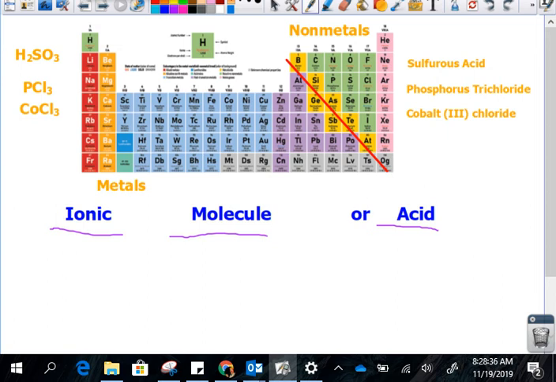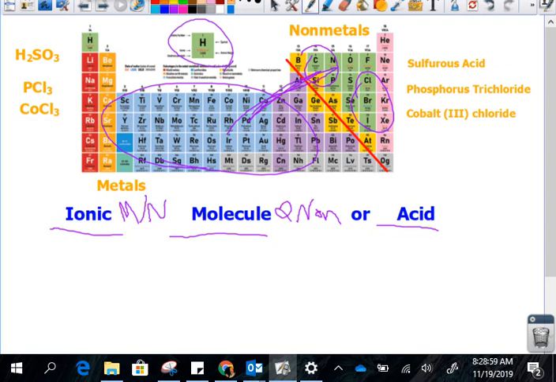If you have 2 non-metals, that is what we call a molecule. If you have a metal and a non-metal, then you have an ionic. And if you have something with hydrogen first, so hydrogen and then something after that, it is an acid. So let's take a look at these examples. This one would be an acid, starts with hydrogen.